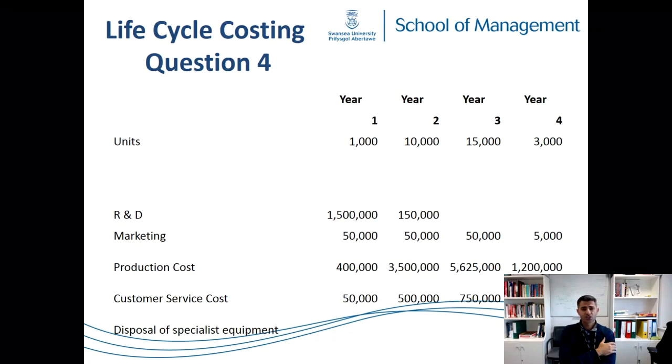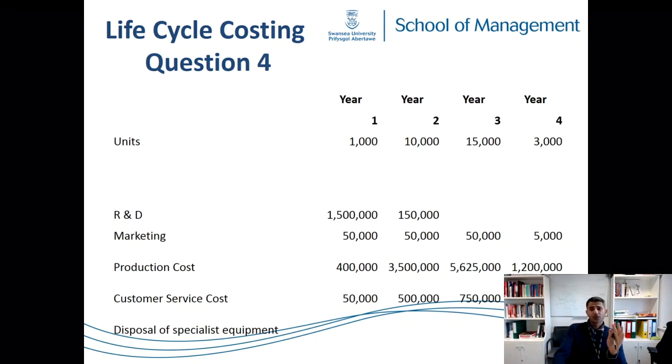We have research and development in year 1 and year 2. We have marketing over the 4 years. We have production cost. We have customer service cost. And at the end of year 4, of course, we need a disposal of specialist equipment. So these are all the figures available in order to calculate the cost per unit.